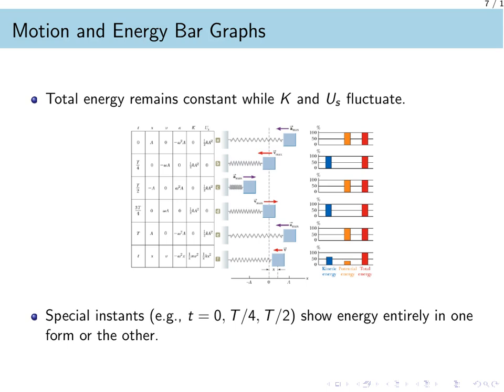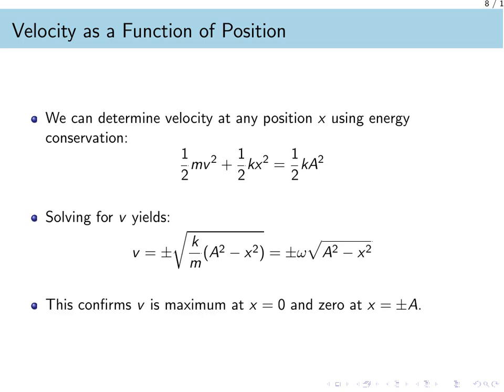At any arbitrary point in between, both bars will be partially filled, but their combined height will always equal the total mechanical energy bar. By applying the principle of energy conservation, we can determine the velocity of the oscillator at any specific position, x. We set the sum of the kinetic energy, 1/2 mass times velocity squared, and the potential energy, 1/2 spring constant times displacement squared, equal to the constant total energy, 1/2 spring constant times amplitude squared.